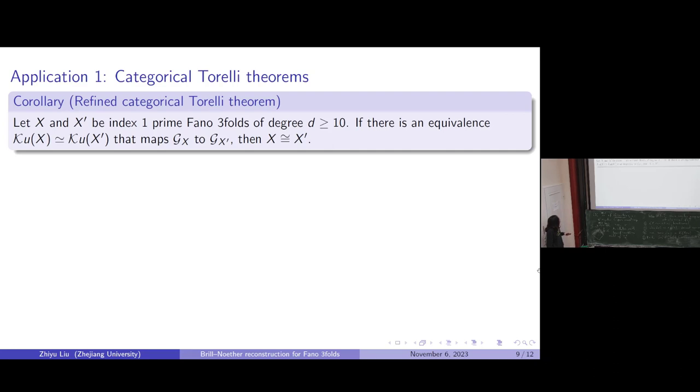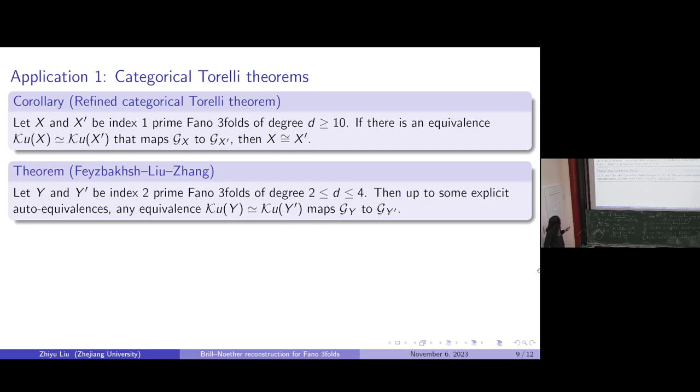And the second one, so if we look at the index 2 case, we also know that by the previous theorem, if there's an equivalence between Ku(X) and Ku(X prime) that maps the Bondal object to the Bondal object, we also get the isomorphism between X and X prime for the index 2 case. However, in this index 2 case, by a previous result, we know that we do not need this Bondal object. If we have such an equivalence between Kuznetsov components, then we will get the isomorphism between varieties. So in the index 2 case, it seems this Bondal object is intrinsic, or in some sense redundant, for categorical Torelli theorems. And for this question, we prove the following theorem.